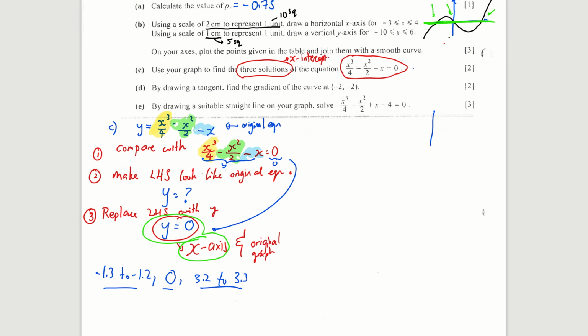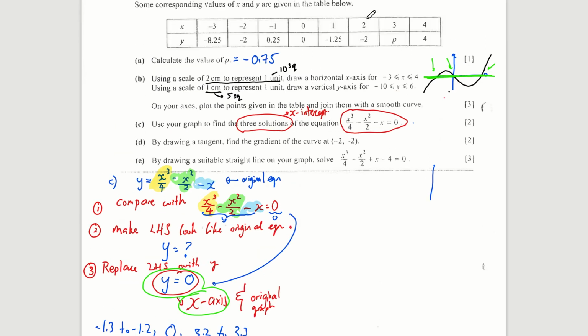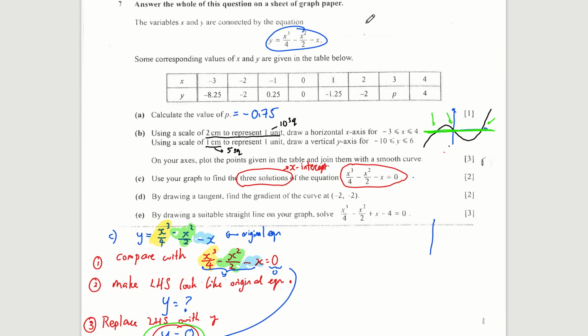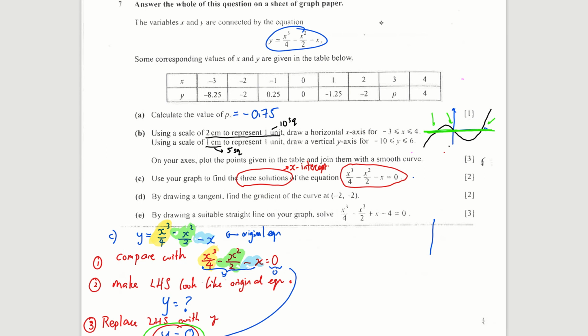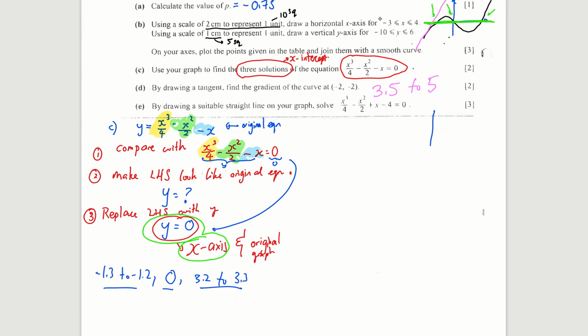Now, drawing a tangent, at x equals -2. I'll use another color. So draw a tangent here, a straight line, then calculate the gradient. You should get the gradient between 3.5 to 4.5. Quite a wide range for you.